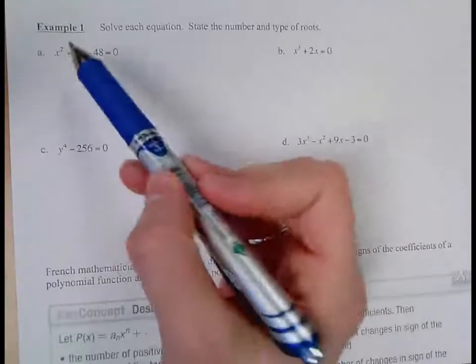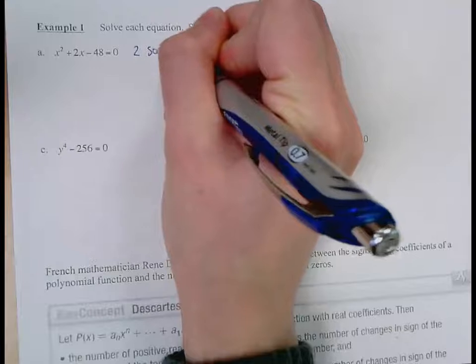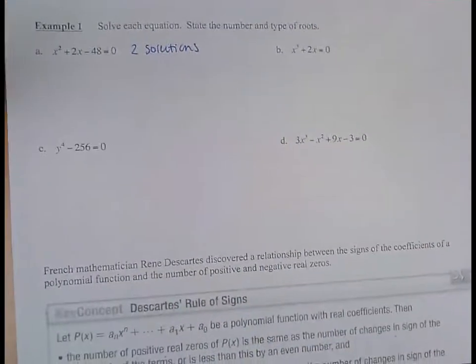2. The degree is 2, so in the end, I should have 2 solutions. If I don't have 2, something's wrong. So just be thinking about that from this point forward. Anytime we're solving, how many solutions should I get in the end? And that's a way to double check your answer.